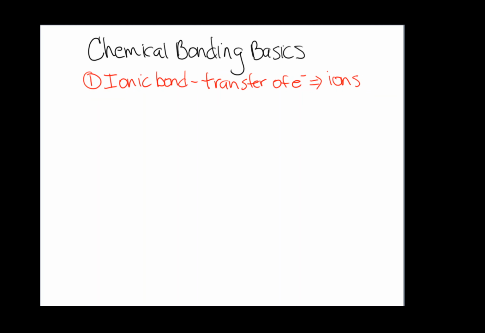Okay, what kind of ions are there? Well, there's two. There are cations, which are positive, and there are anions, which are negative.